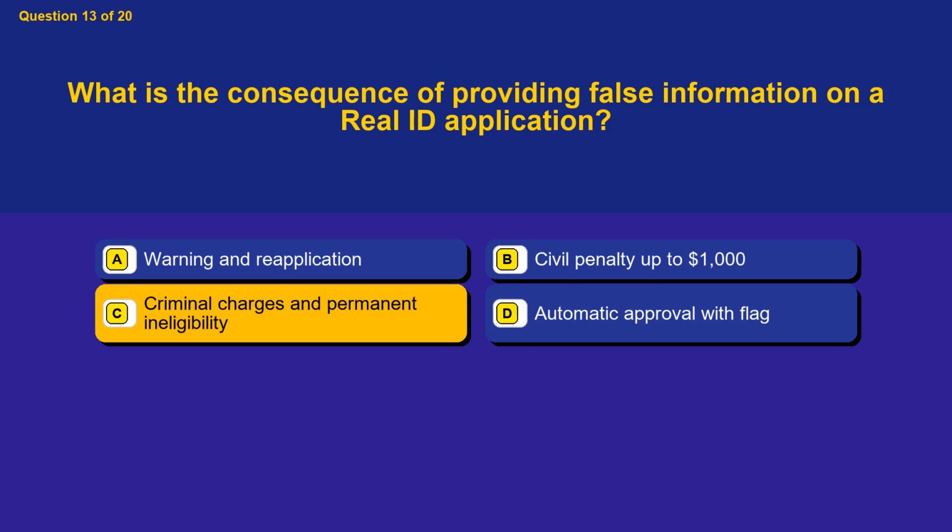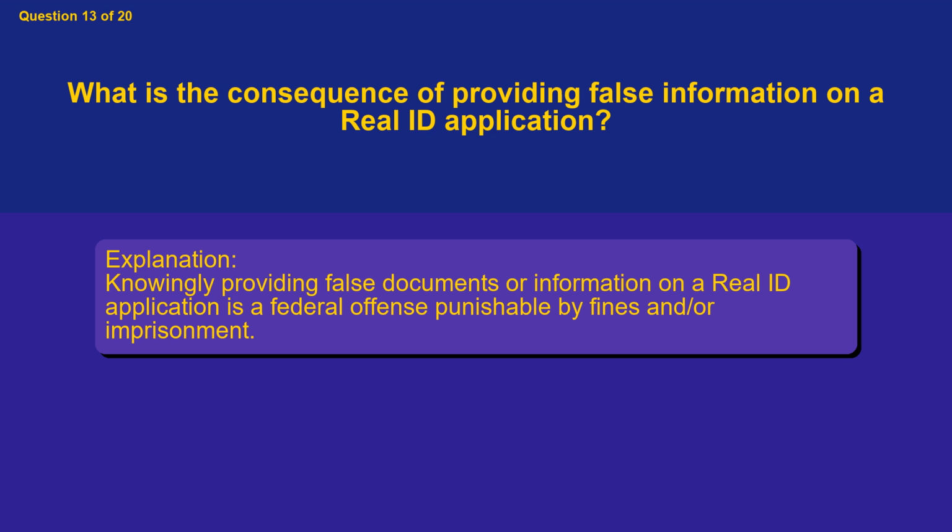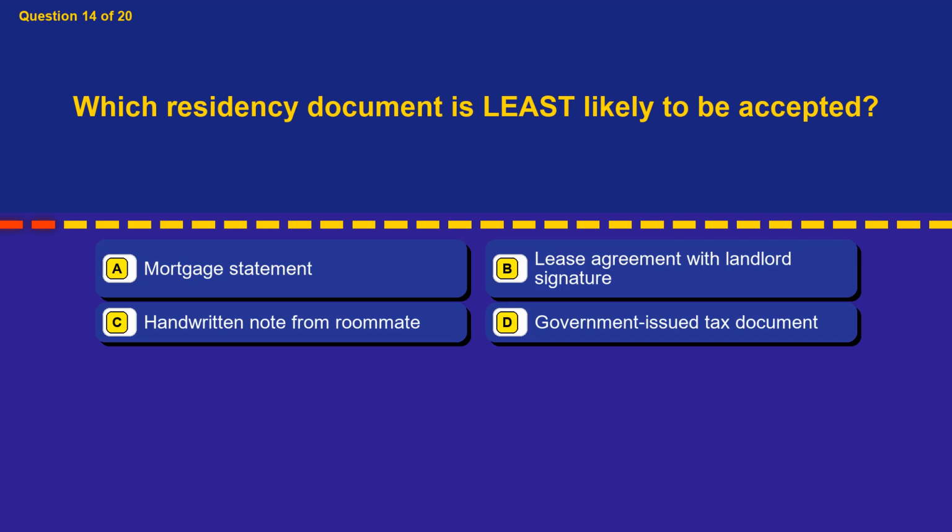The correct answer is option C, criminal charges and permanent ineligibility. Knowingly providing false documents or information on a Real ID application is a federal offense punishable by fines and or imprisonment. Question 14. Which residency document is least likely to be accepted?